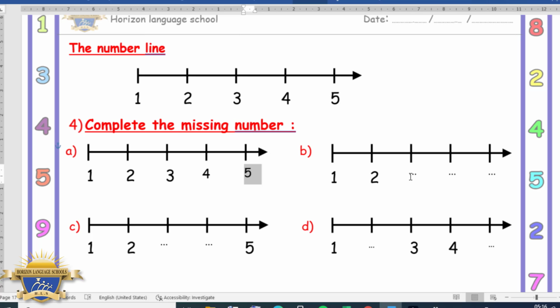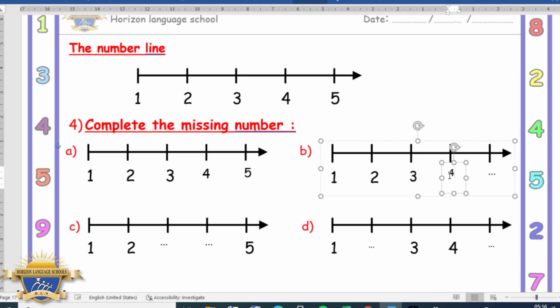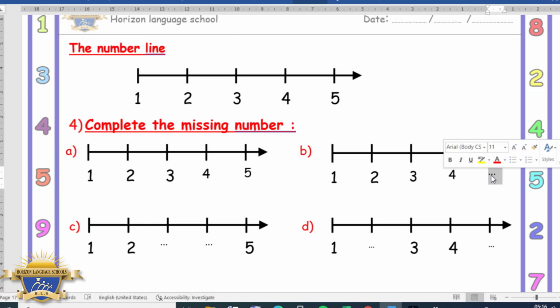Let's see the next number line. 1, 2. After 2 is 3. After 3, 4. After 4, 5.